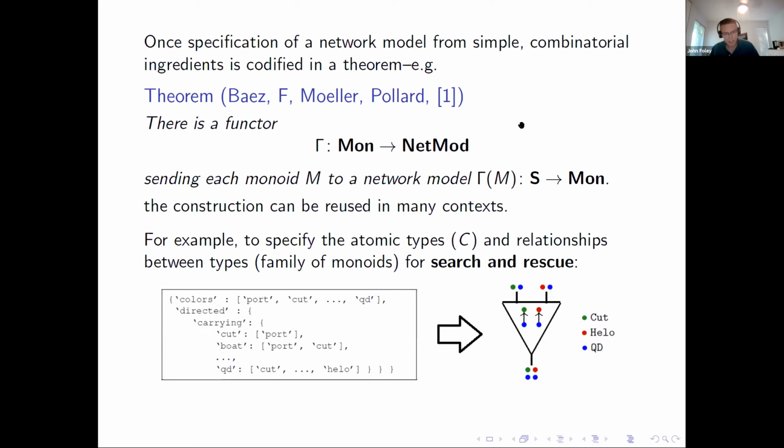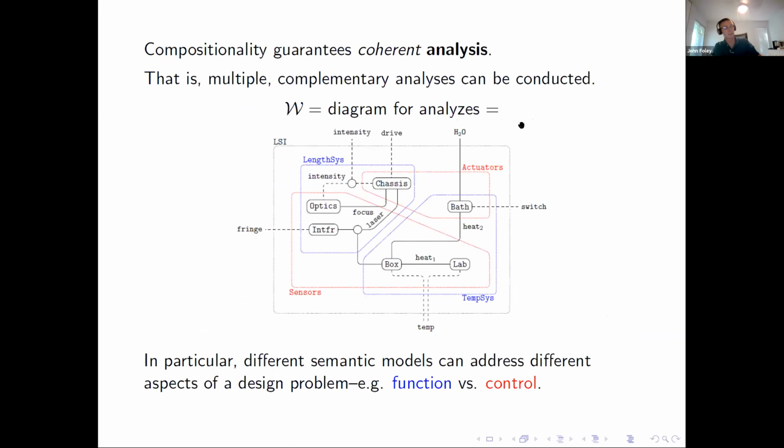So all this data can be specified in a simple data structure. For instance, here we have this in JSON, which would then say, all right, so we have the monoids, which tell you the network model, which tell you the network operad. And that's sort of the machine that we use to give an example from simple ingredients. Okay, so let's move on to analysis.